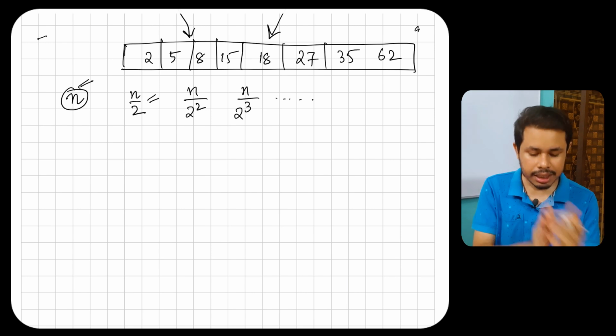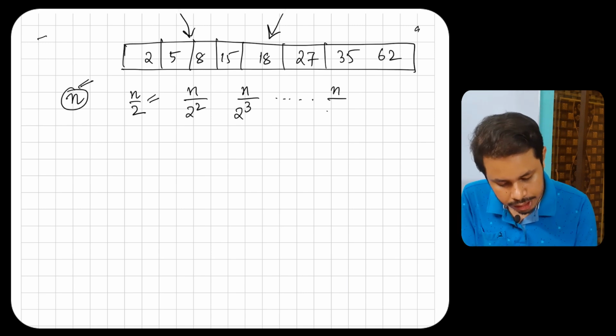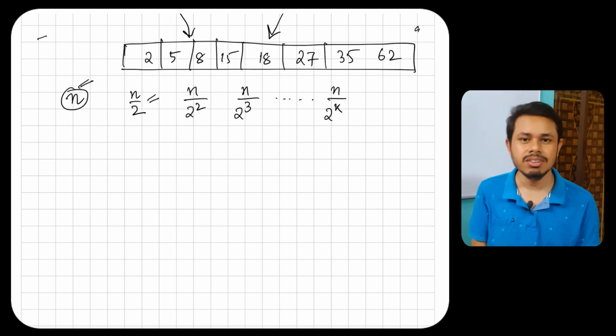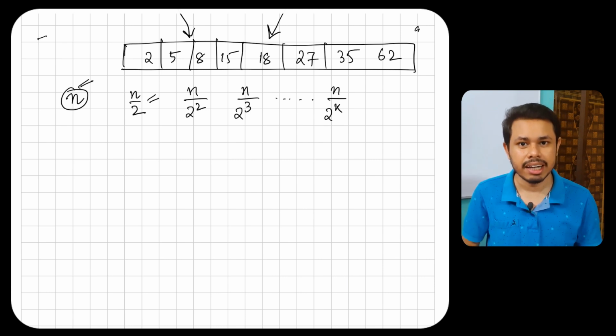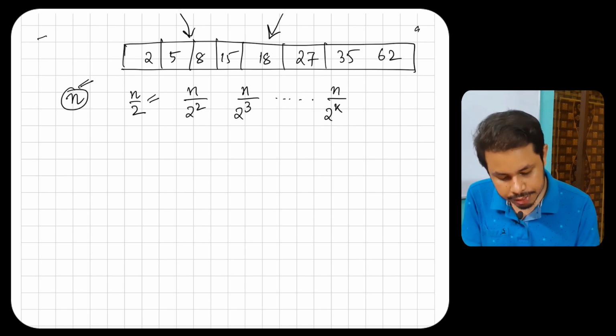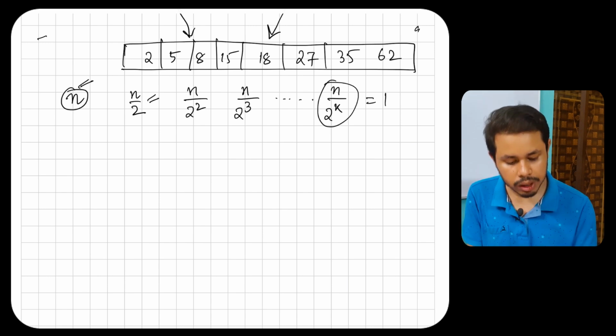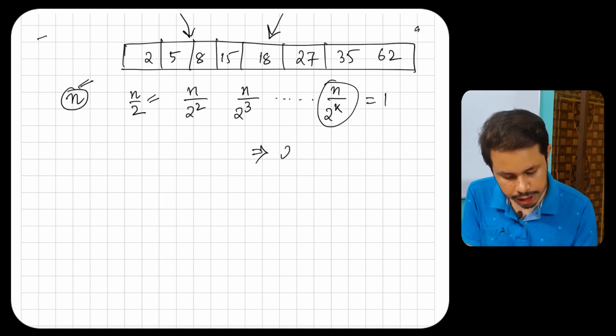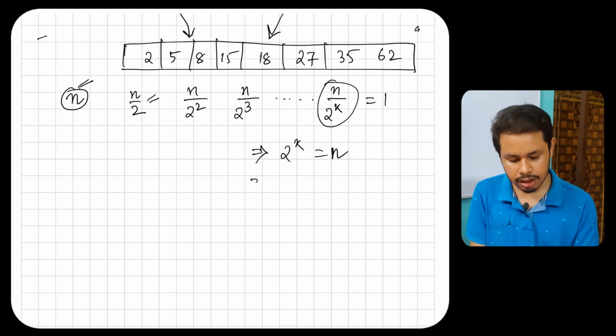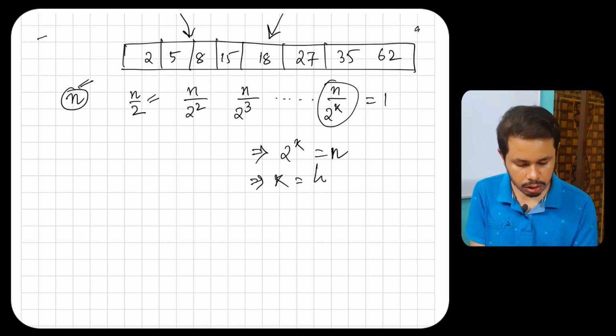So let's say we are doing the division up to k times, and we are having n by 2 power k elements in each of the arrays. So when will we stop? If that n by 2 power k is equal to 1, right? So from that equation we can get 2 power k equal to n. It would be k equal to log of n base 2.